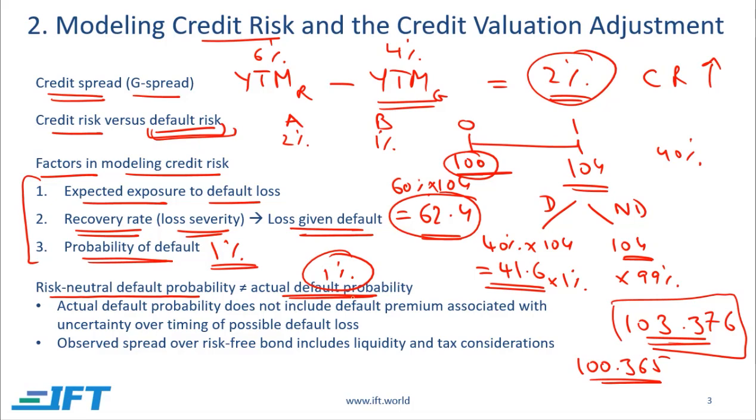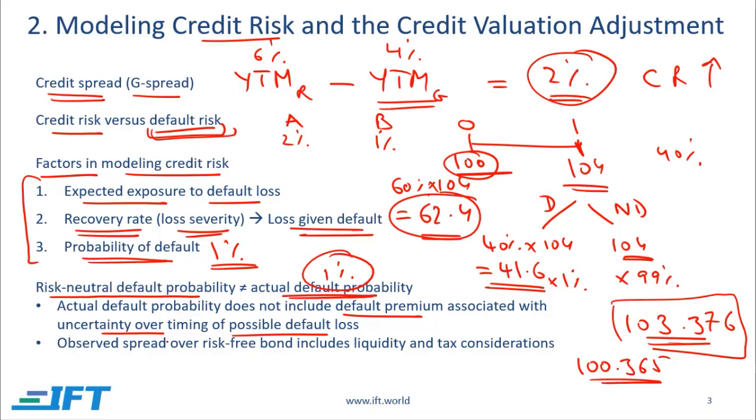The actual default probability is the probability that is calculated based on historical data. This actual default probability does not include the default premium associated with uncertainty over the timing of possible default loss. Now, in this particular case, we had a very simple scenario where the timing of default loss was at the end of the year. But if we have a multi-year bond, then the timing of default is uncertain, and the actual default probability does not account for that uncertainty.